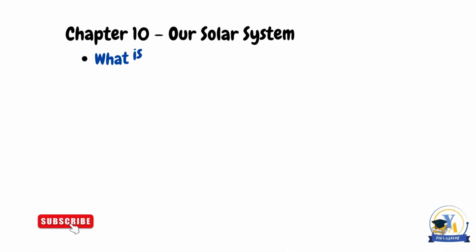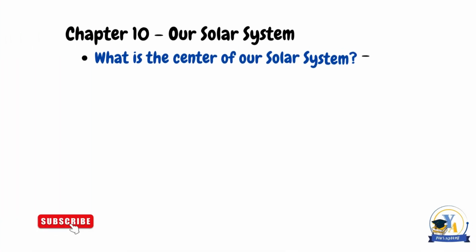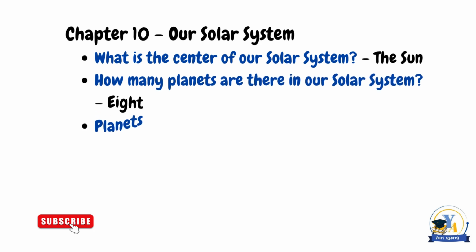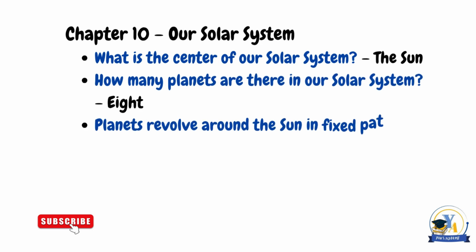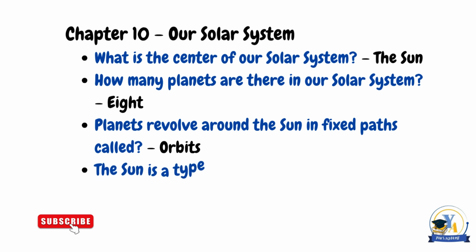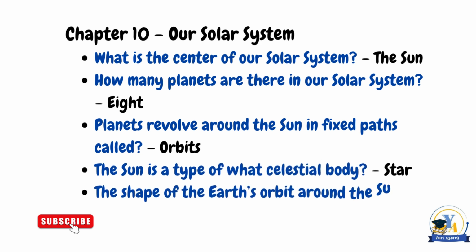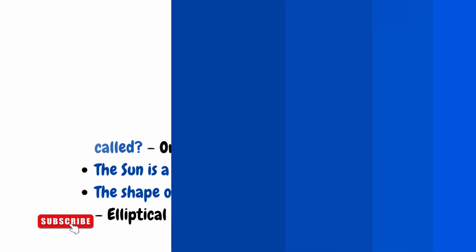Chapter 10 Our Solar System. What is the center of our solar system? The Sun. How many planets are there in our solar system? 8. Planets revolve around the Sun in fixed paths called orbits. The Sun is a type of what celestial body? Star. The shape of the Earth's orbit around the Sun is elliptical.